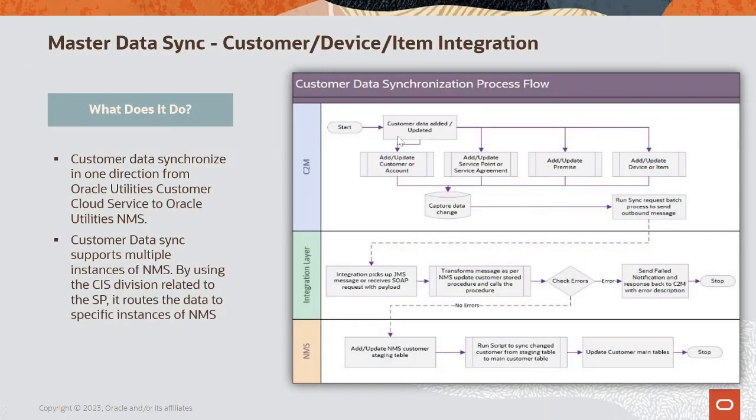This integration will be triggered in Oracle Utilities Customer Cloud Service whenever one of the following entities is created or updated: a customer or an account, a service point or service agreement, a premise, a device, or an item. A service will capture any changes on these entities and will create an outbound message. When a batch process runs, the message will be queued for the integration layer to pick it. Then it will get transformed into a proper format for NMS. It will be verified and inserted into staging tables. Finally, a batch process will run on NMS and update the main tables. Let's go into more detail.